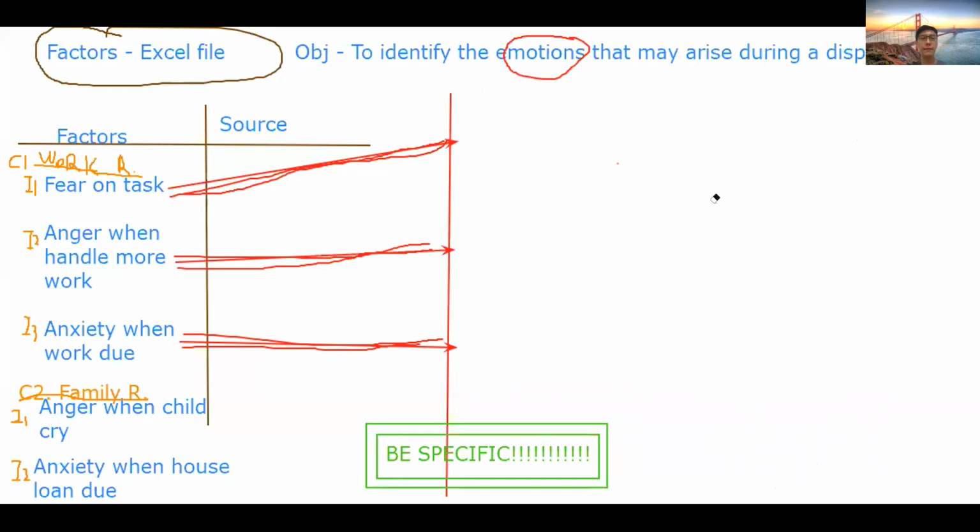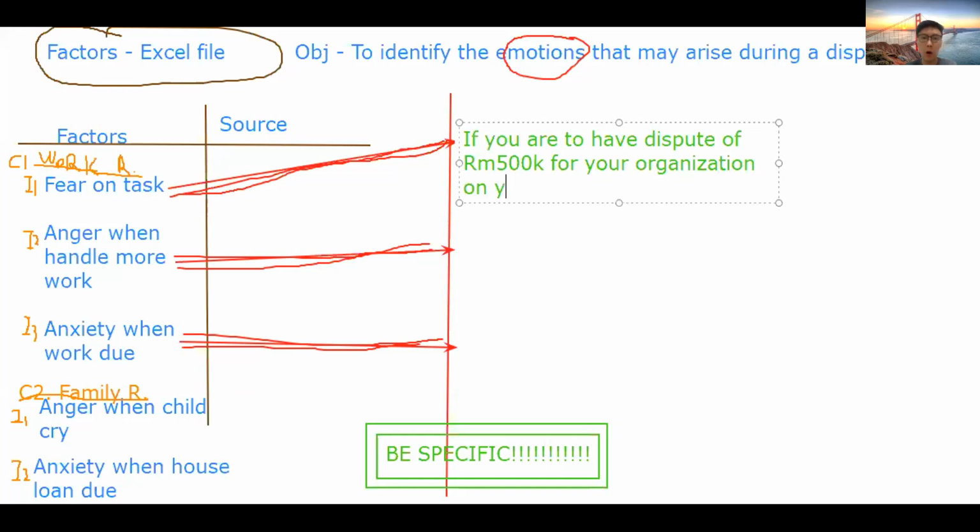The first thing, fear on task. You need to create a question. If you are to have a dispute of 500K for your organization on your 1 million Ringgit project, do you feel fear when you handle it?